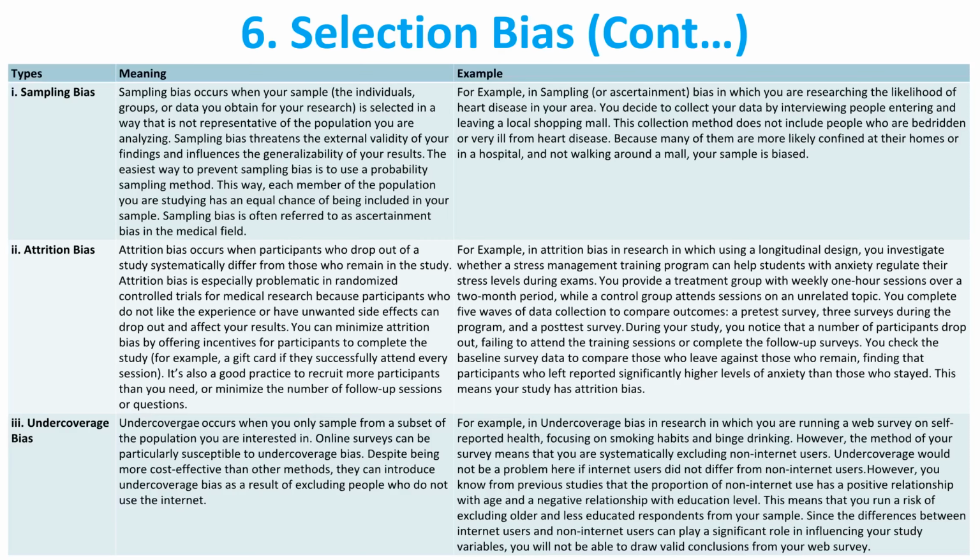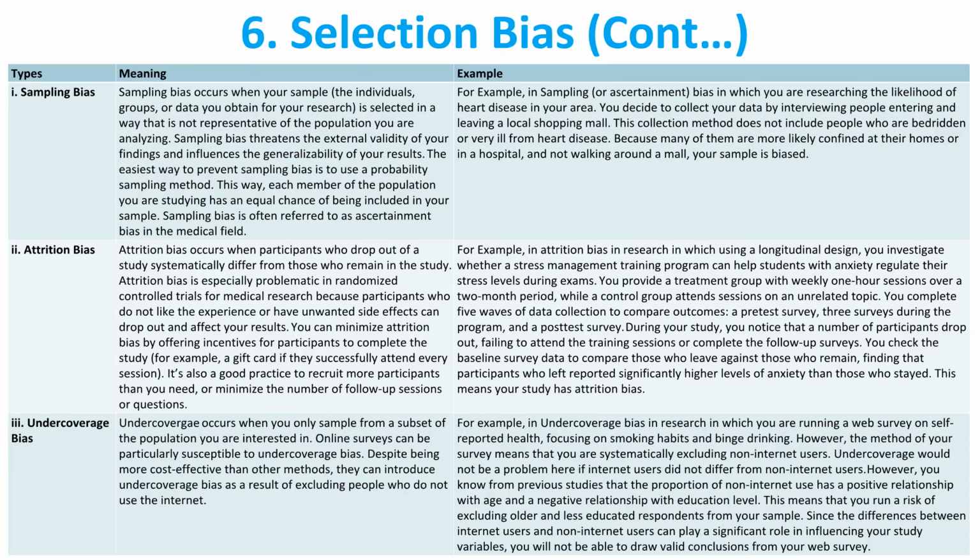You check the baseline survey data to compare those who leave against those who remain, finding that participants who left reported significantly higher levels of anxiety than those who stayed. This means your study has attrition bias. Undercoverage bias occurs when you only sample from a subset of the population you are interested in. Online surveys can be particularly susceptible to undercoverage bias.